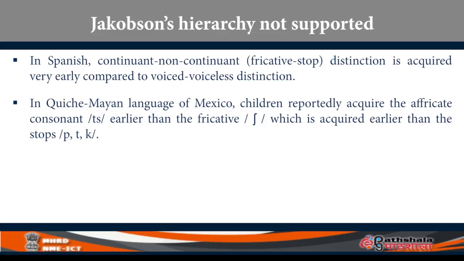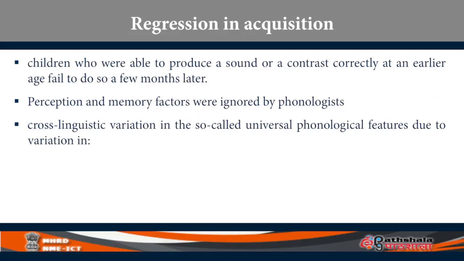Further, phonologists are not able to talk about universals in acquiring sounds because there is a regression in child language. Children who are able to produce a sound or a sound contrast correctly suddenly start making mistakes. When they are older, they make mistakes; when they are younger, they don't. How do you explain this? This is a regression.